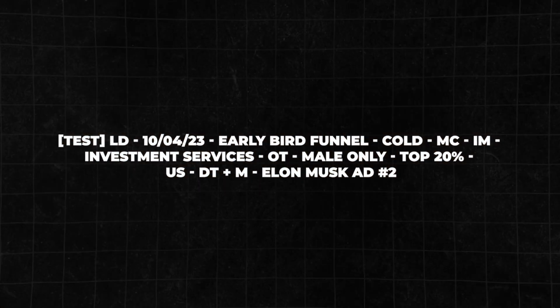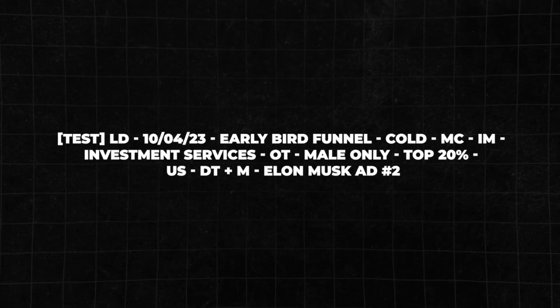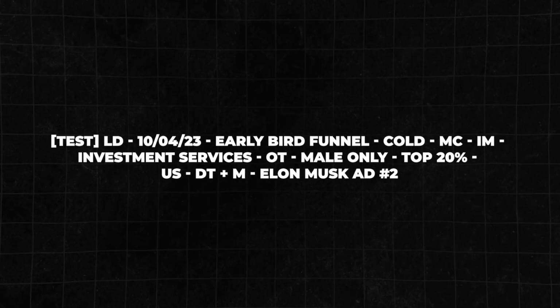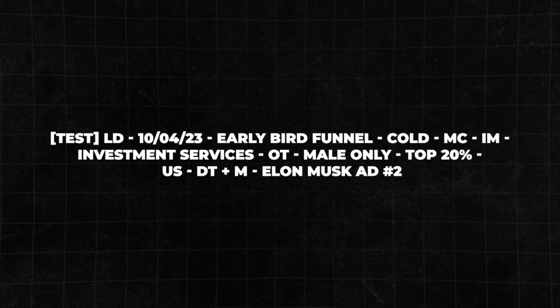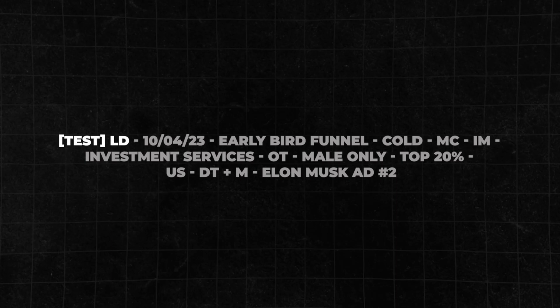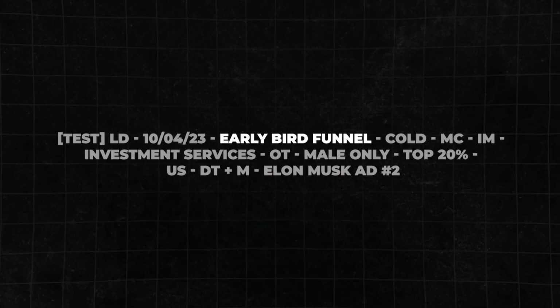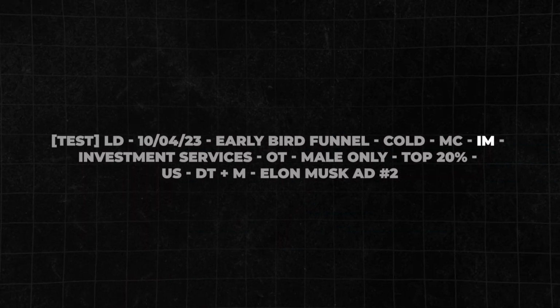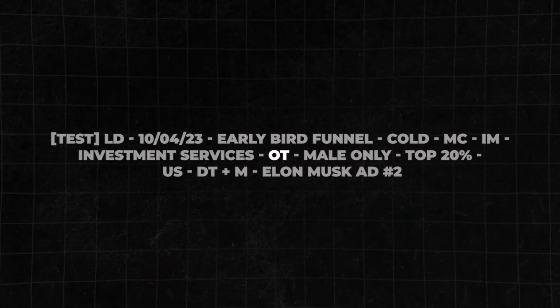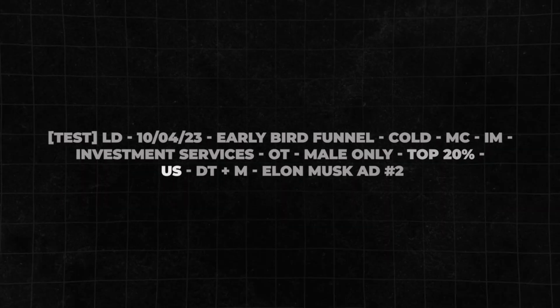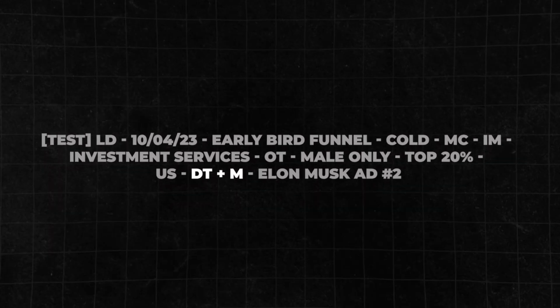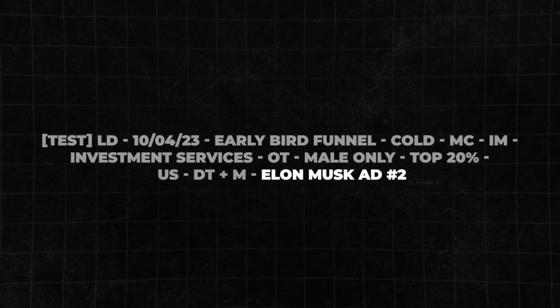So with that said, this is exactly the campaign naming structure that we use internally at our agency that you can start copying right away. Don't worry, it might look a little daunting at the beginning, but I'll break down what each term means. So it's a pretty long name, and it starts with test, LD, then the date, then early bird funnel, cold, MC, IM, investment services, OT, mail only, top 20%, US, DT plus M, Elon Musk, add to. A lot to take in, I know. So let's break it down.